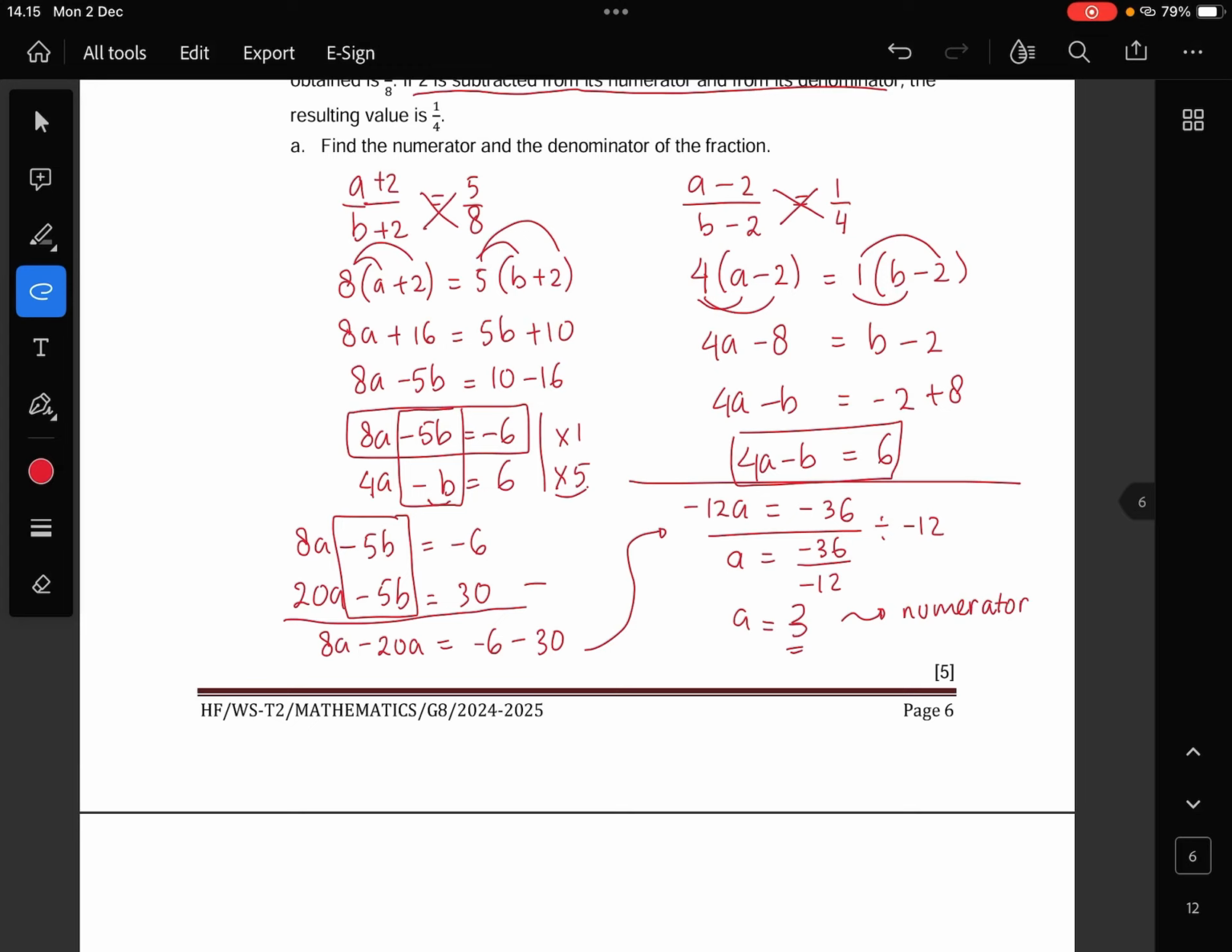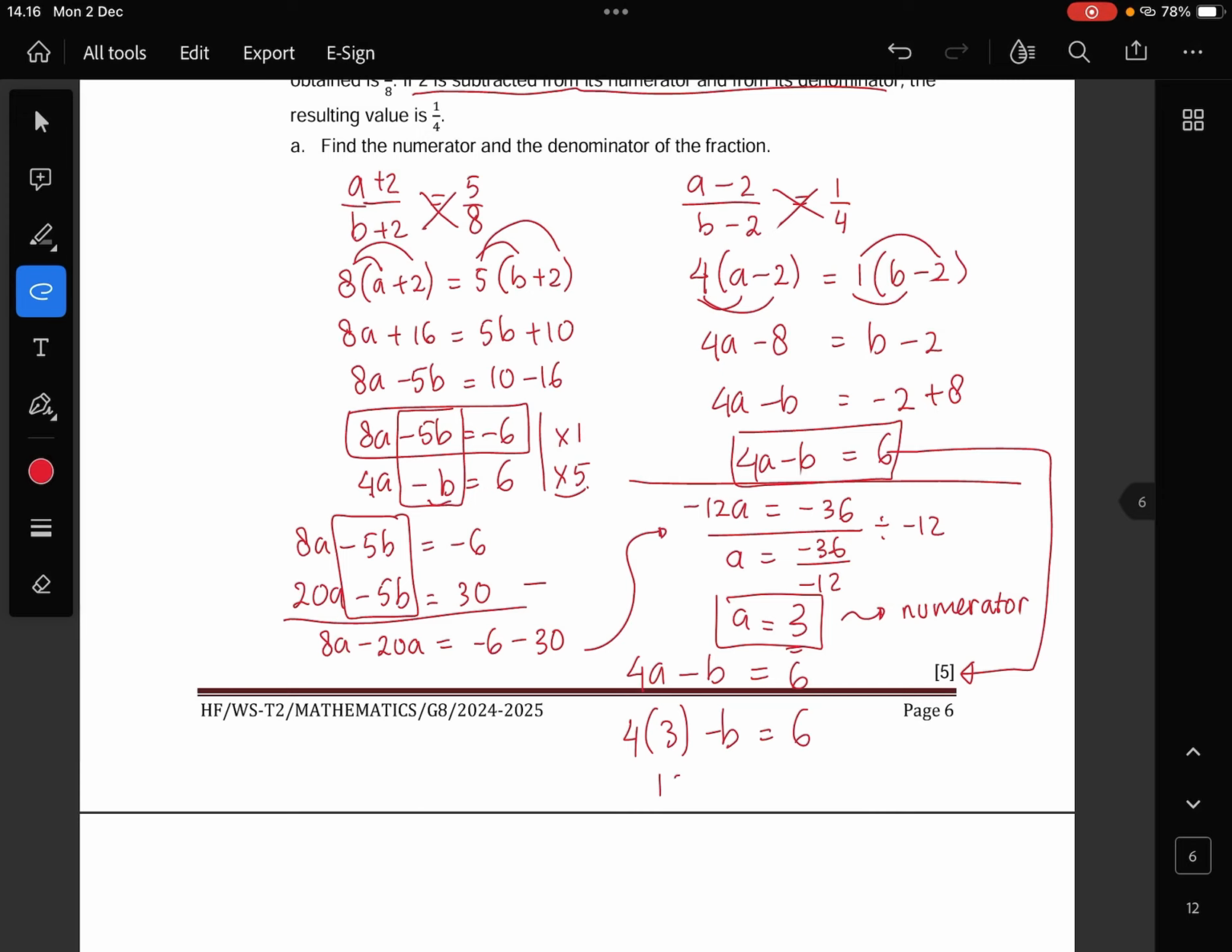Okay, if we need to find the denominator, you can just input a as 3. I'm going to use this also, yeah. So 4 multiplied by, sorry, I'm going to rewrite it. Hopefully you understand. For 4a minus b, we are going to use this to find b, yeah. 4 multiplied with a, which is 3, minus b equals 6. So 12 minus b equals 6.